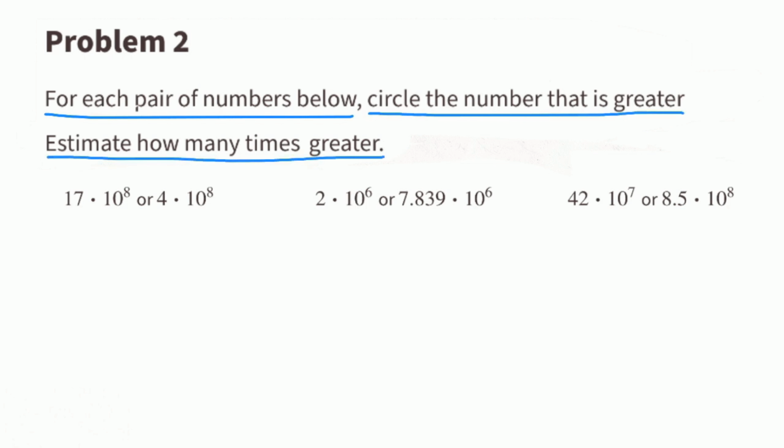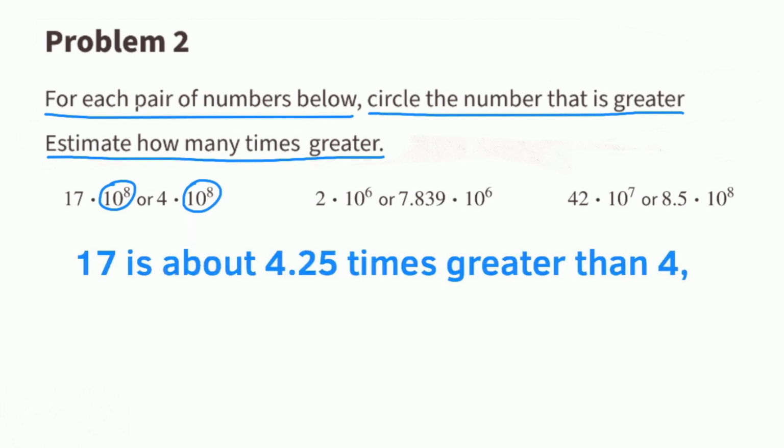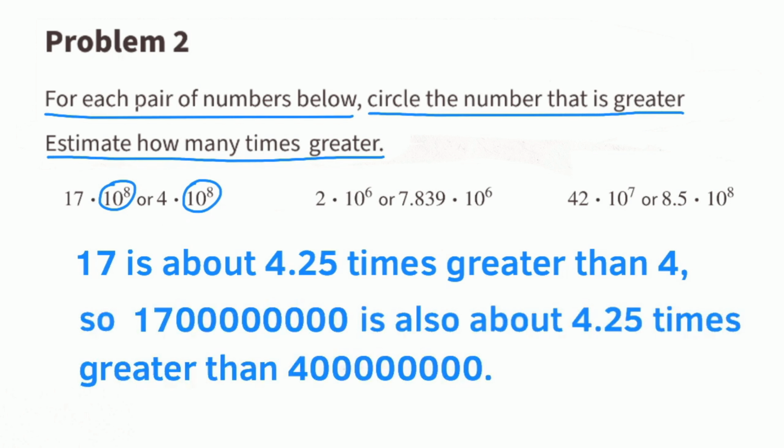Estimate how many times greater. Fortunately, the first pair of numbers are both being multiplied by the same power of 10. And I know that 17 is about 4 1/4 times greater than 4, so this number is also about 4 1/4 times greater than this number. What are these numbers? Let's put commas in. 1,700,000,000 is also about 4 1/4 times greater than 400 million.